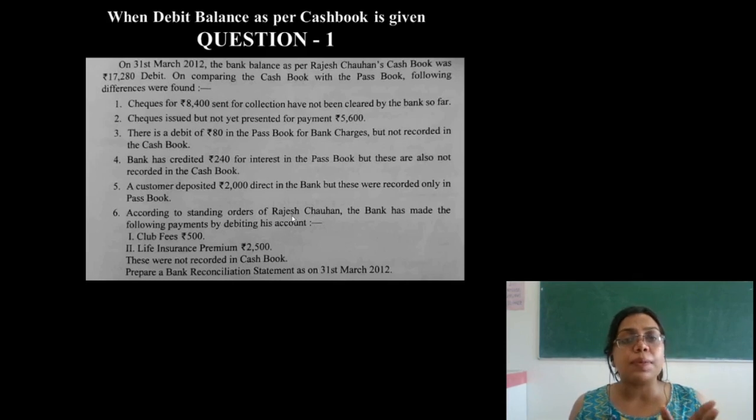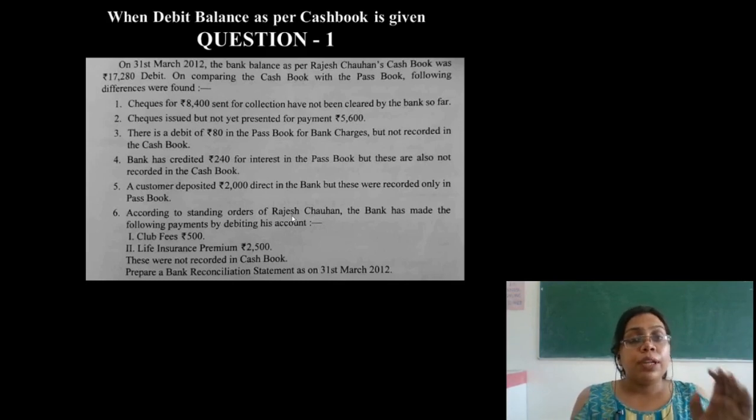So standing orders basically means that I am giving authority to the bank that they can deduct this particular amount at the last of any month or year, without prior discussion with the customer. So Rajesh Chauhan has given standing orders to the bank for debiting his account with 500 rupees and 2500 rupees respectively for club fees and life insurance premium.